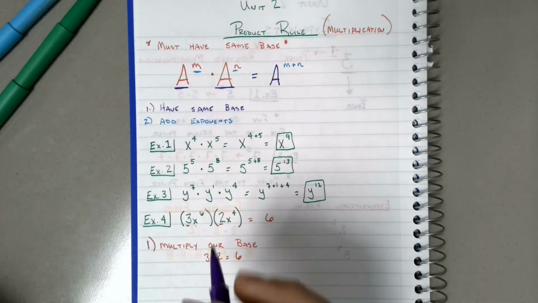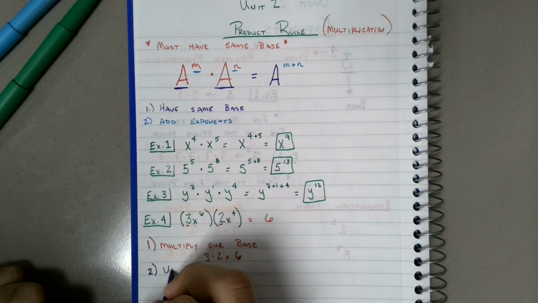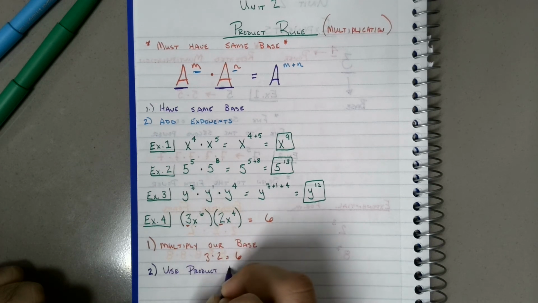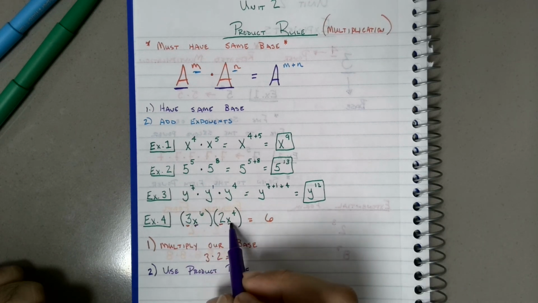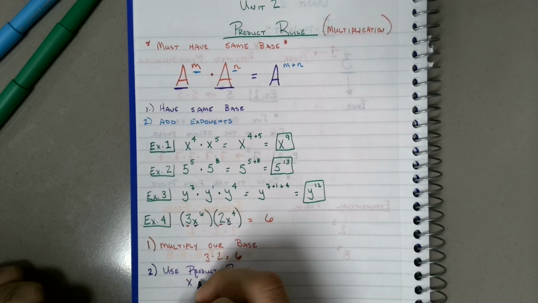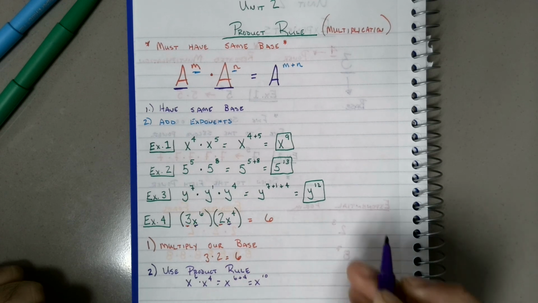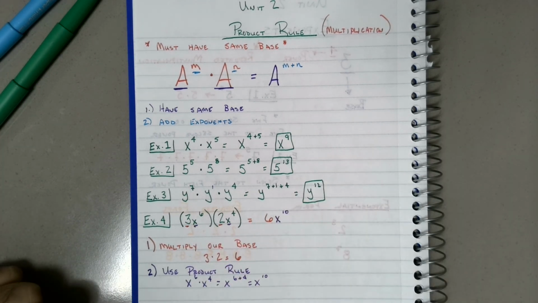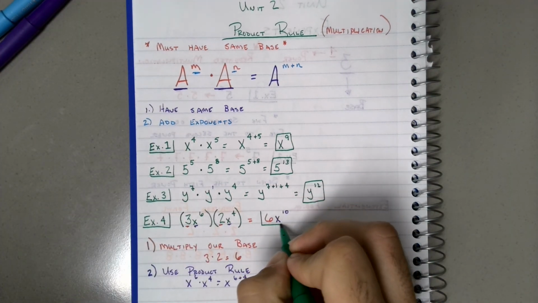And the second step here is we use the product rule. So what is, I have my x and my x. So it'll be x to the 6th times x to the 4th, which is x to the 6th plus 4, which is x to the 10th. So then that would go x to the 10th power. Okay, and that right there would be your final answer. All right.